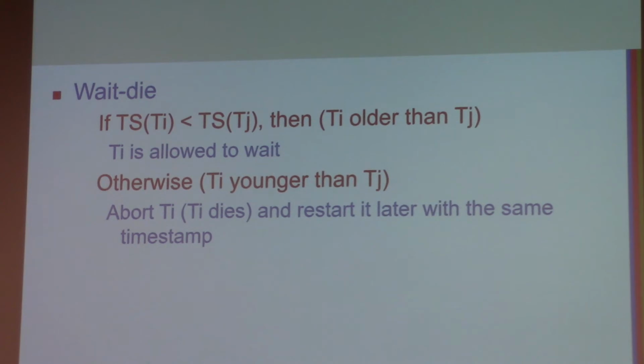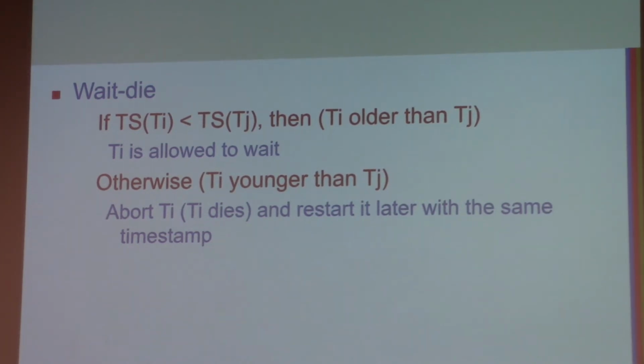So TS, from now on, whenever you see TS, it means timestamp, sequence number. The lower number means the old one. It started earlier, right? Sequence number 1 means it started the first time. 10 means it's a younger one, recently started.